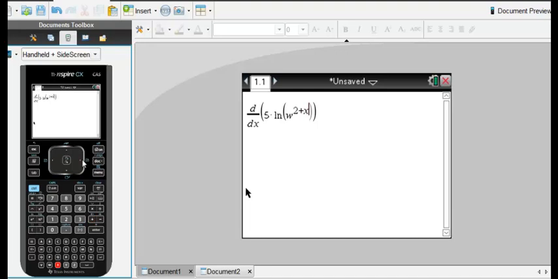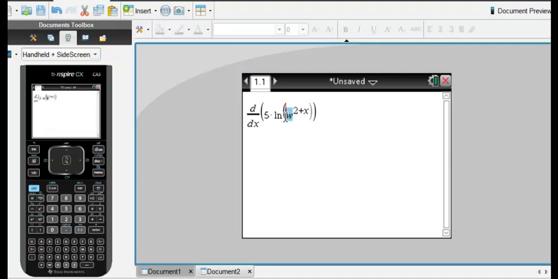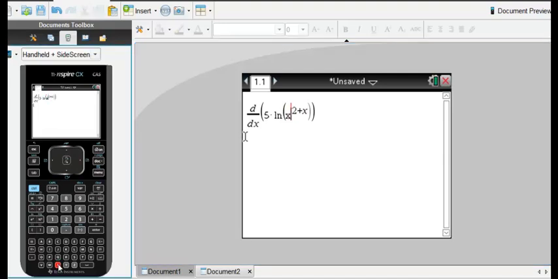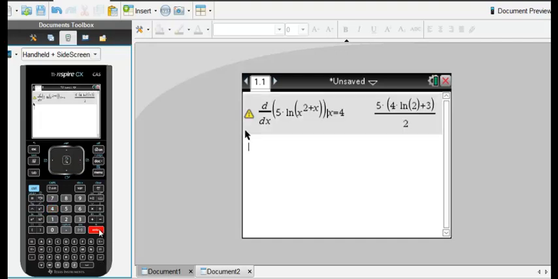Okay. Oh my, we have a w there. I should have had an x. Okay, that looks good. Alright, now we need the such that. Control equals. Notice that the layout on the keyboard and everything are exactly the same on the nspire CAS or the nspire non-CAS. But look what happens on the CAS version. This is actually the exact answer: 5 times parentheses 4 ln of 2 plus 3, all divided by 2. That is the exact answer for this problem.